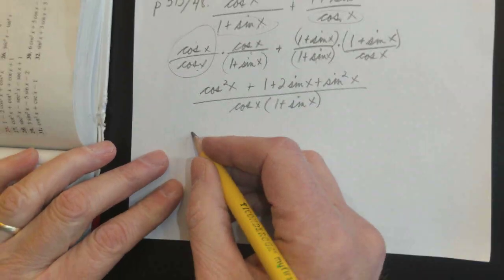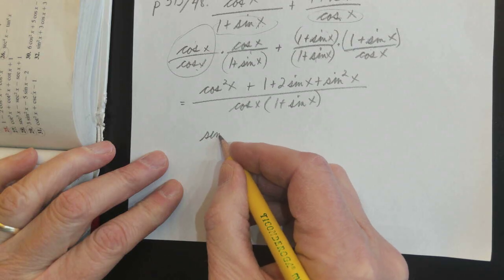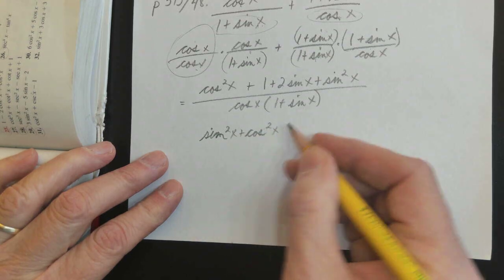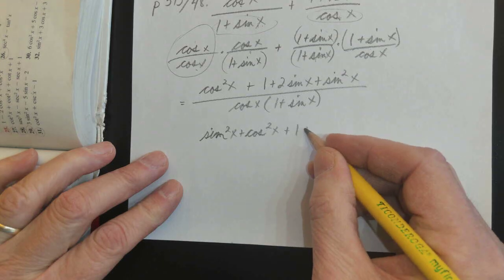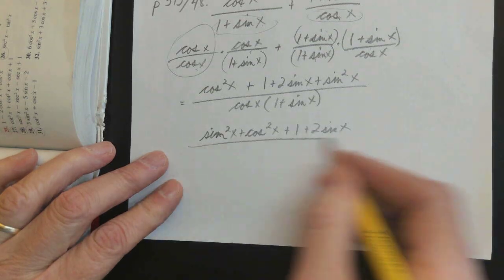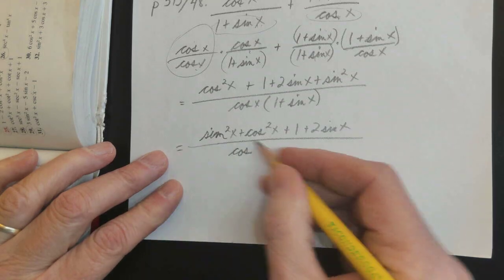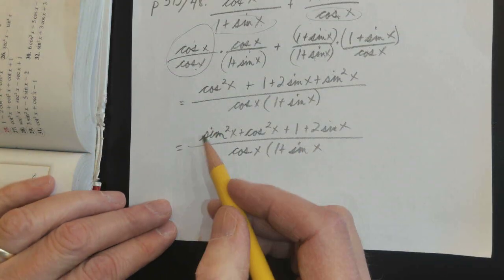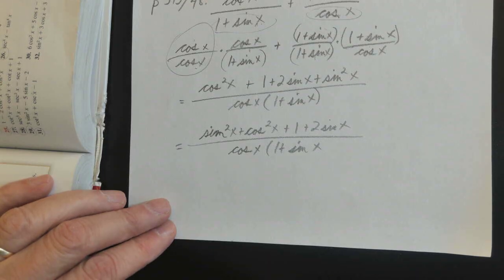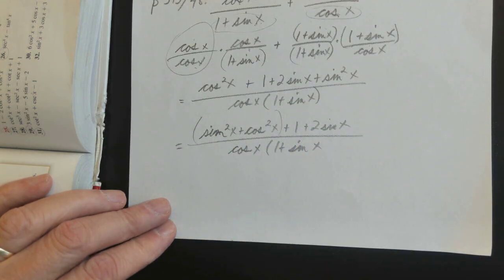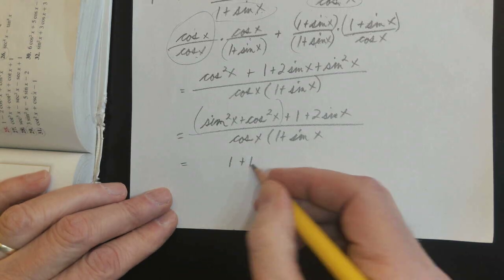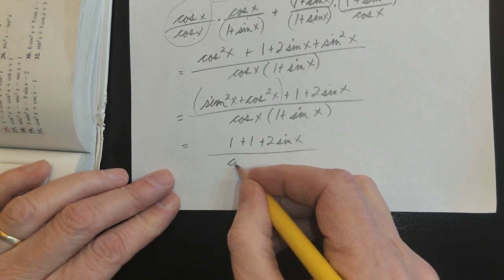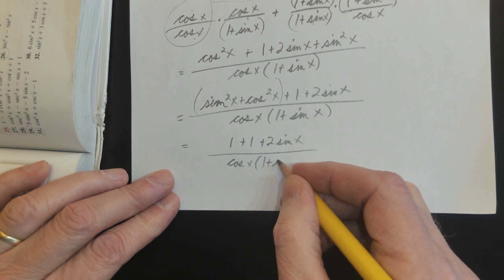I am going to look at this now. I'm going to rearrange the top because I think I see something here. If I go sine squared x plus cosine squared x plus 1 plus 2 sine x, just rearranging the numerator a little bit, then I have cosine of x times 1 plus sine x. Do you see an identity there? Sine squared x plus cosine squared x equals 1. Right. So we got 1 plus 2 sine x over cosine of x times 1 plus sine x.